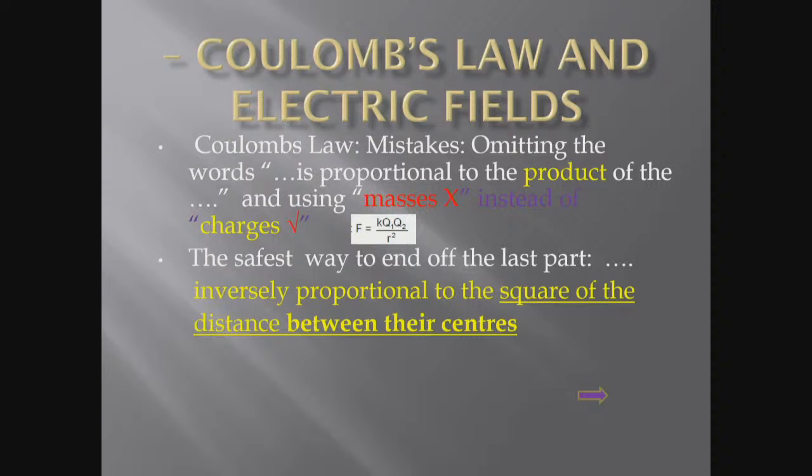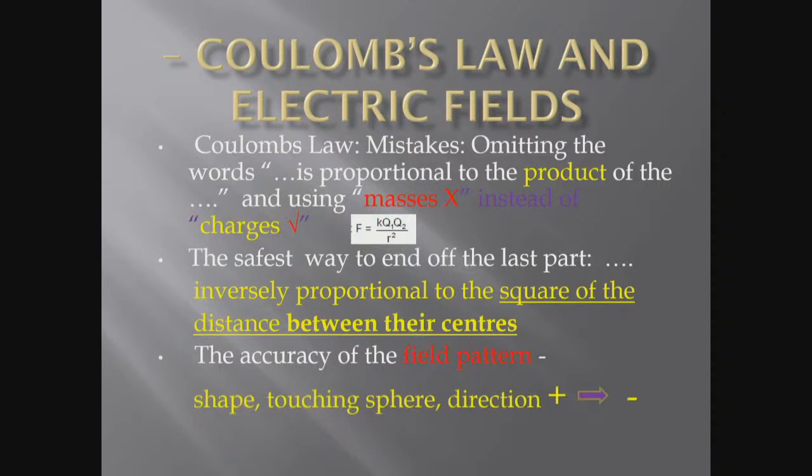So my suggestion then is that you always, in Coulomb's law, for the last part, use the words the square of the distance, and then important, between their centers. Then you are safe for either a sphere or a particle. The definition, you won't be penalized for that.